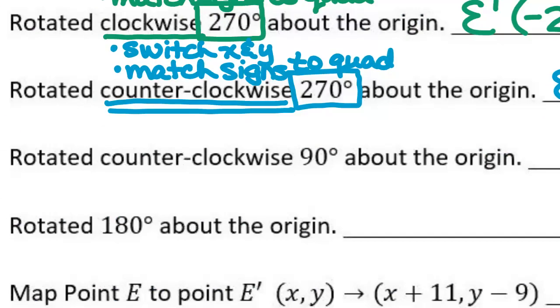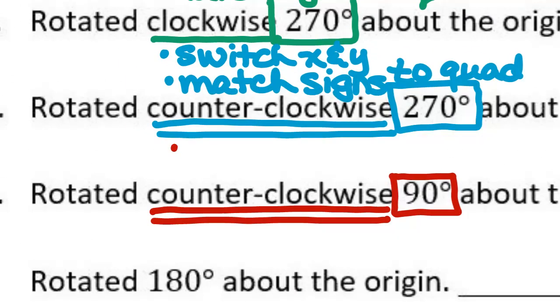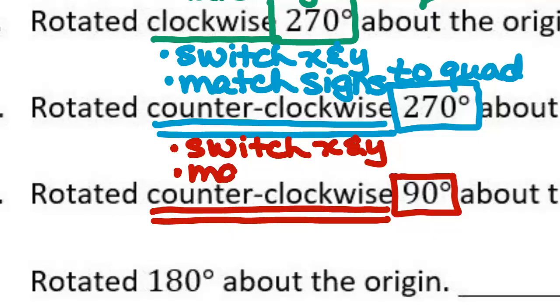Rotated counterclockwise 90 degrees about the origin. So just like with 270 degrees, we're going to switch x and y. There's only one rotation where we don't switch x and y.